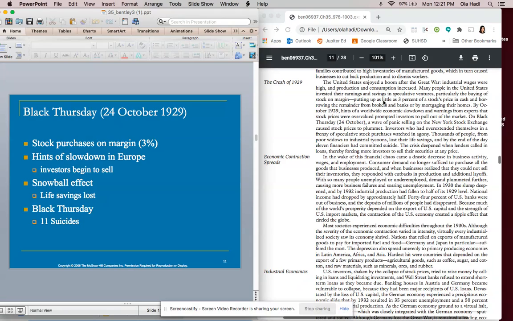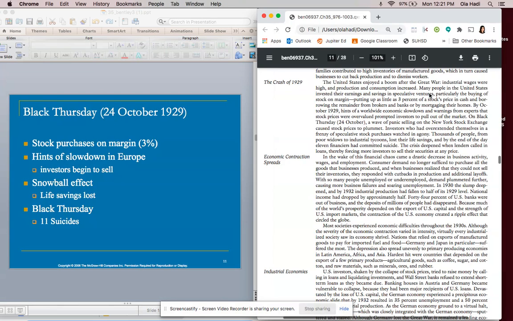Many people in the United States had been buying what we call speculative ventures that are not certain. They're able to make these purchases, which are speculative, because they don't have to pay the full price of the stock. They only have to put 3% of the stock's price in cash, and they could borrow the rest from others.